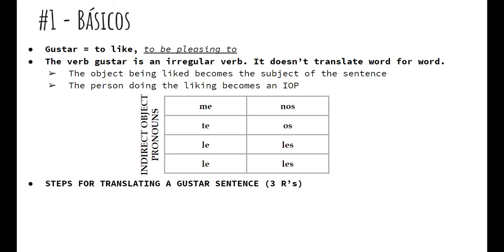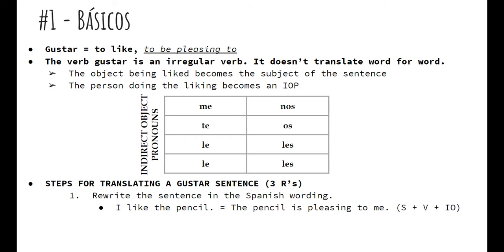And then the steps for translating a gustar sentence, I like to think of it as the 3 R's. You've got rewrite the sentence in the Spanish wording. So that's going to be using is pleasing to, making the item liked or items liked the subject of the sentence, and then make the verb to be is pleasing, and then our indirect object, which doesn't fully match up with our English grammar perfectly, but in Spanish it's considered an indirect object here, and it's going to be a to me or a to you or a to him. That's going to be our indirect object there at the end.